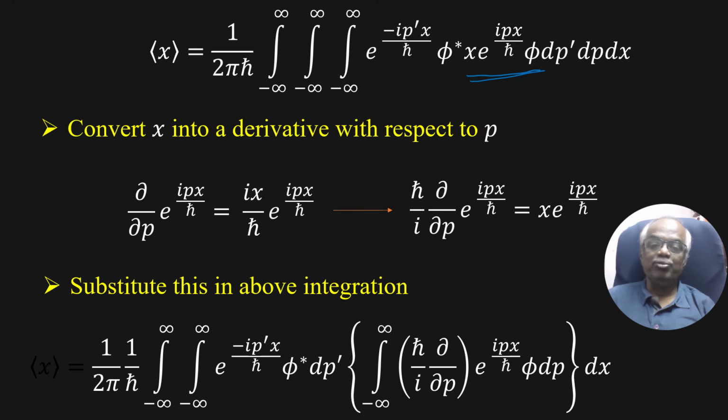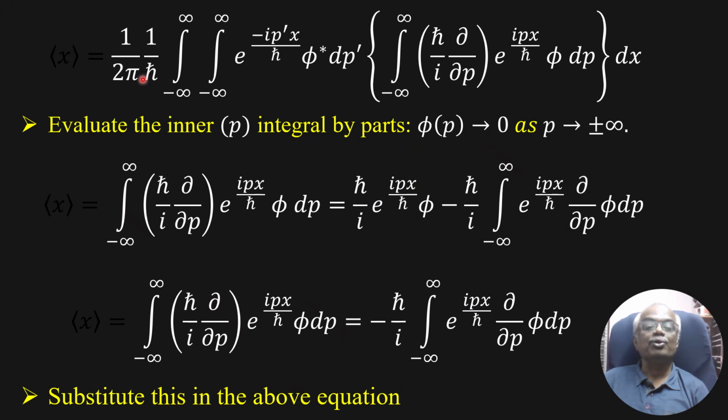Now we will move further. We have to evaluate this integral. First, you evaluate the inner p integral, the one given in the curly bracket. Before that, notice that there is a minus sign because it's a complex conjugate, psi star.